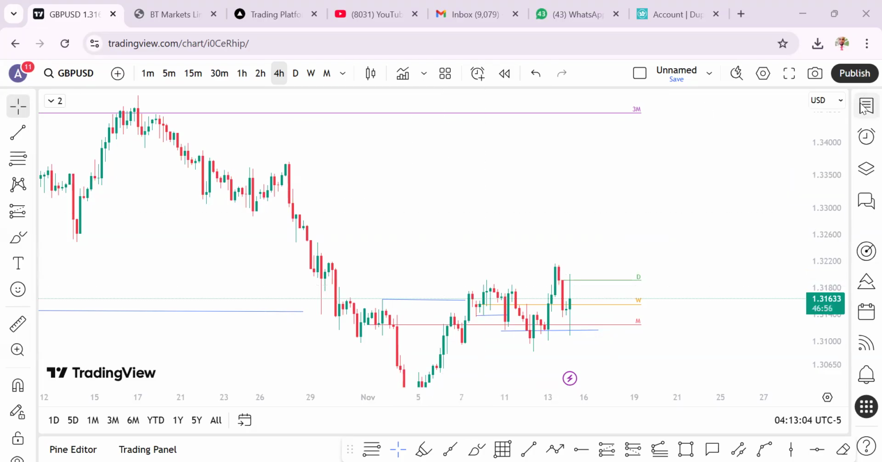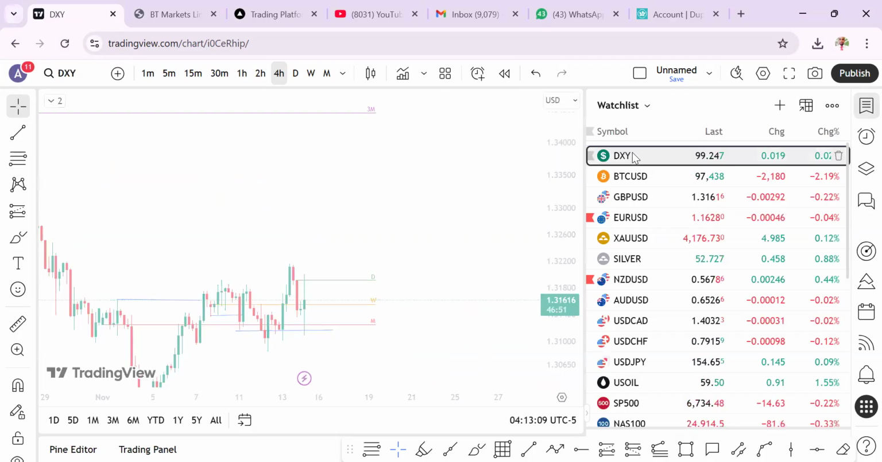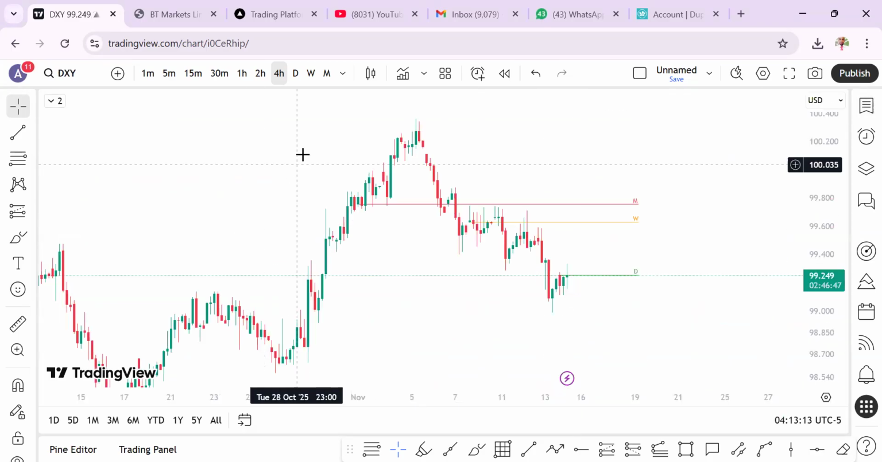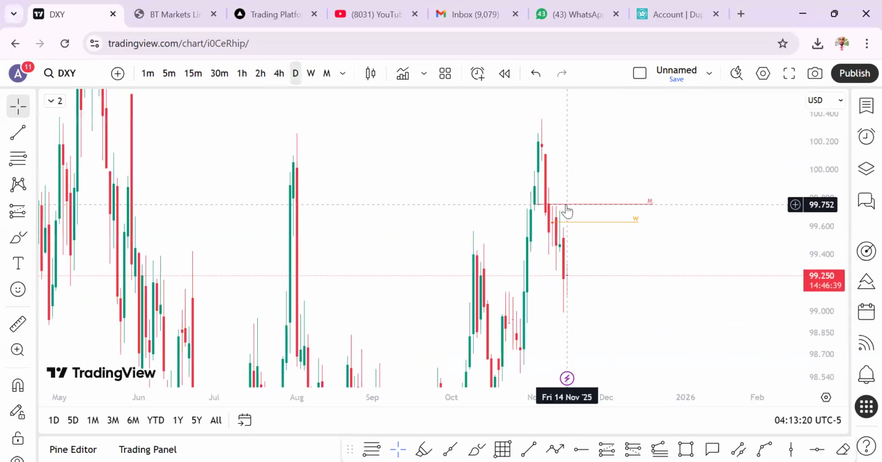Let's start with what we have from the dollar itself. From my end, I can see that the dollar is still bearish, right? So we are still bearish on the dollar, and that's what is making us bullish.